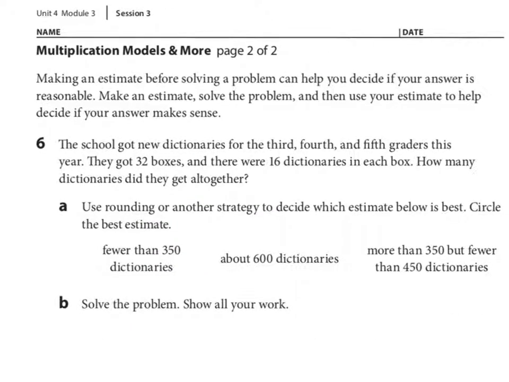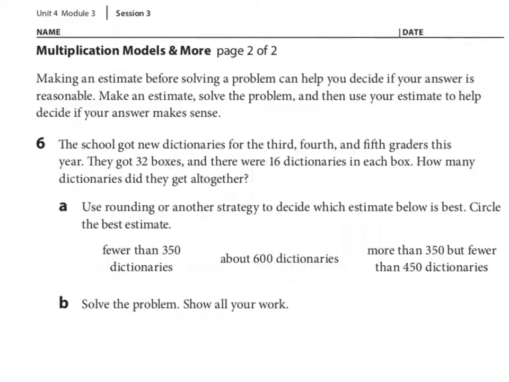At the top, it says make an estimate before solving a problem can help you decide if your answer is reasonable. Make an estimate, solve the problem, and then use your estimate to help decide if your answer makes sense. Number 6, the school got new dictionaries for the 3rd, 4th, and 5th graders this year. They got 32 boxes, and there were 16 dictionaries in each box. How many dictionaries did they get altogether?